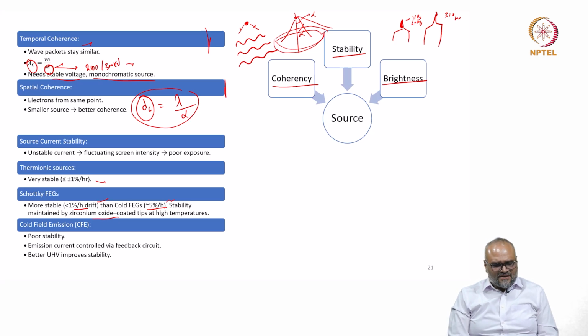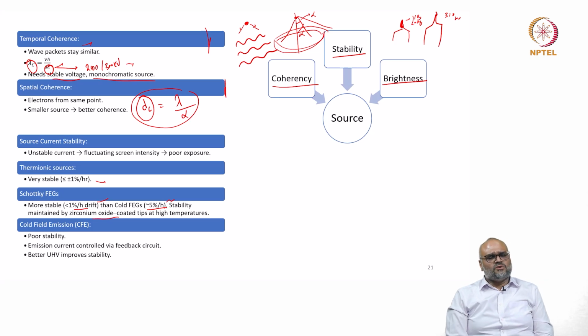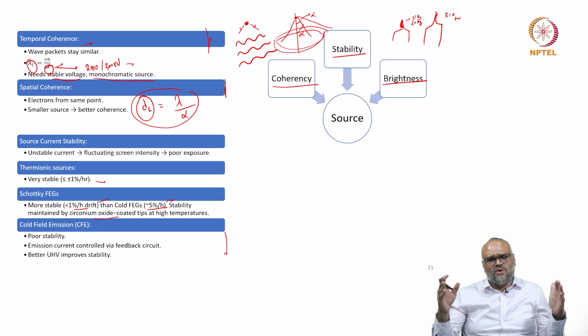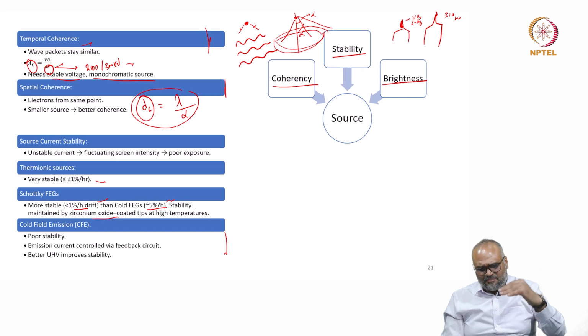But even if I draw a comparison within thermionic emitters versus cold field emitter, I gave you an example that the emission current of a thermionic emitter or a Schottky FEG remains stable once I have a sustained emission. But in a cold field emitter, once it is on, over a period of 2 or 3 hours of operation, your emission currents would drop.